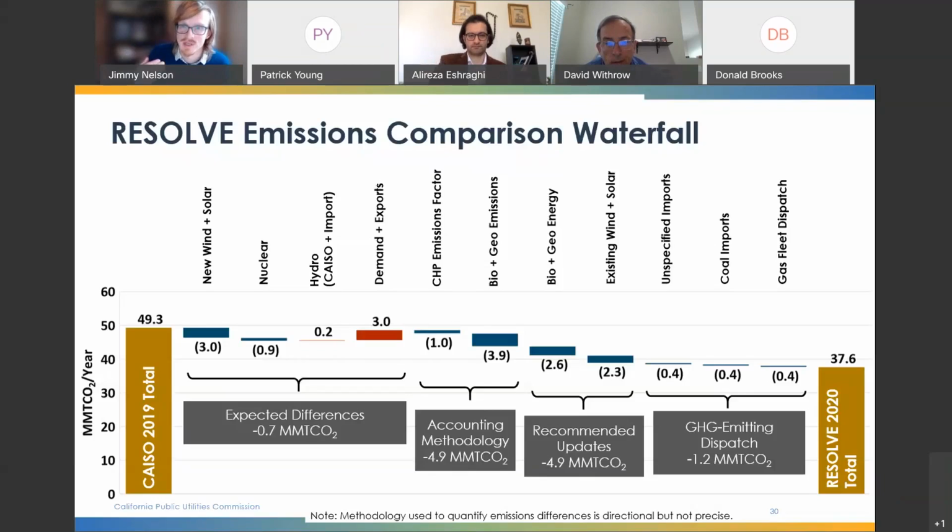As I mentioned a couple slides ago, there are 4 categories of differences. Expected differences, which are things that we think would change year on year. Accounting methodology, where we're not comparing exactly apples to apples between the way that CAISO and Resolve report emissions. Recommended updates, things that we think should probably be addressed in the modeling. And then the slack variable, greenhouse gas emitting dispatch. I'm going to go through these 4 categories now.